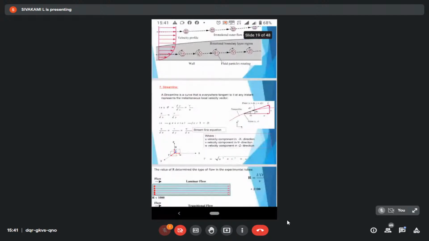And the streamline is nothing but based on the pattern. If we have a bunch of transitions from one place to another, just like light beams, it is called a streamline in the field of fluids. A streamline is a curve that is everywhere tangent to the instantaneous local velocity vector.